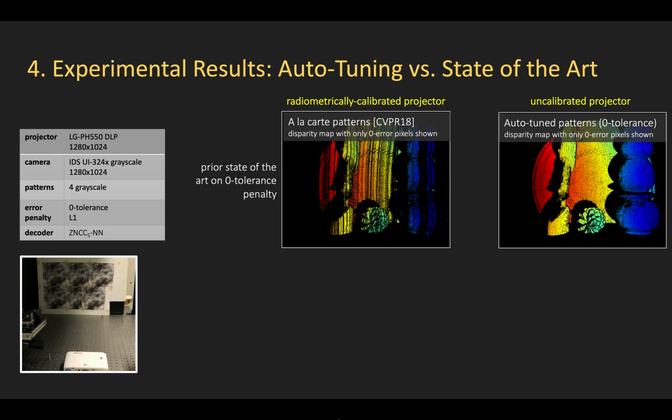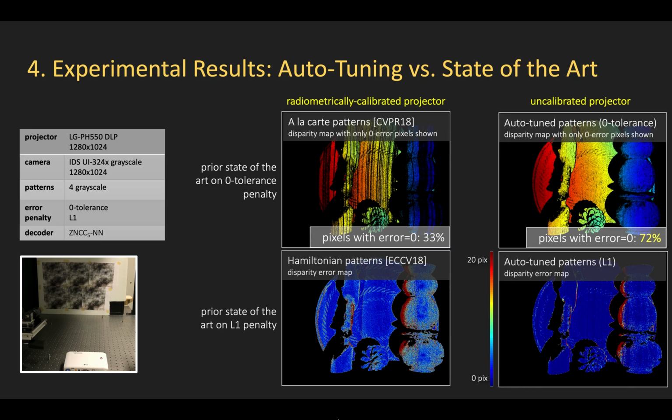We then compare each with the state-of-the-art algorithm. First is the pattern auto-tuned with 0 tolerance, and then for patterns auto-tuned with L1 penalty. In both cases, auto-tuned patterns outperform the existing work by a huge margin, almost by 100% in both cases. It is worth mentioning again that our patterns and decoder work with uncalibrated systems, while the existing work requires radiometric calibration.